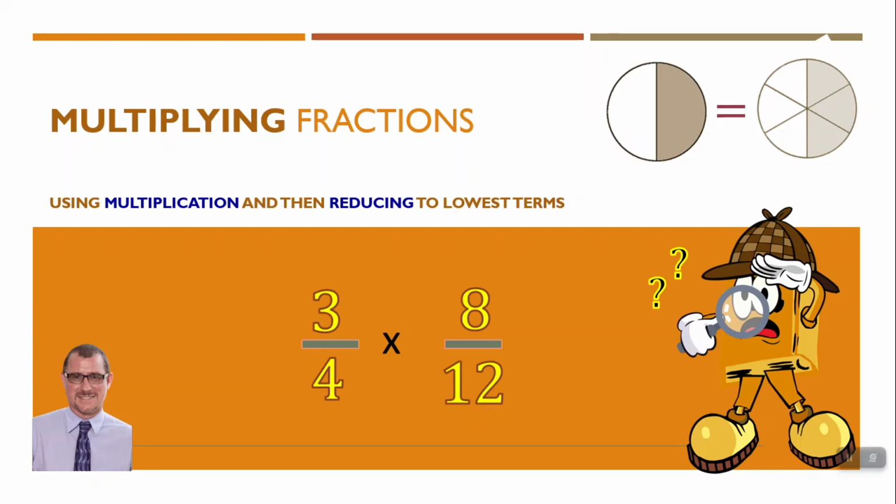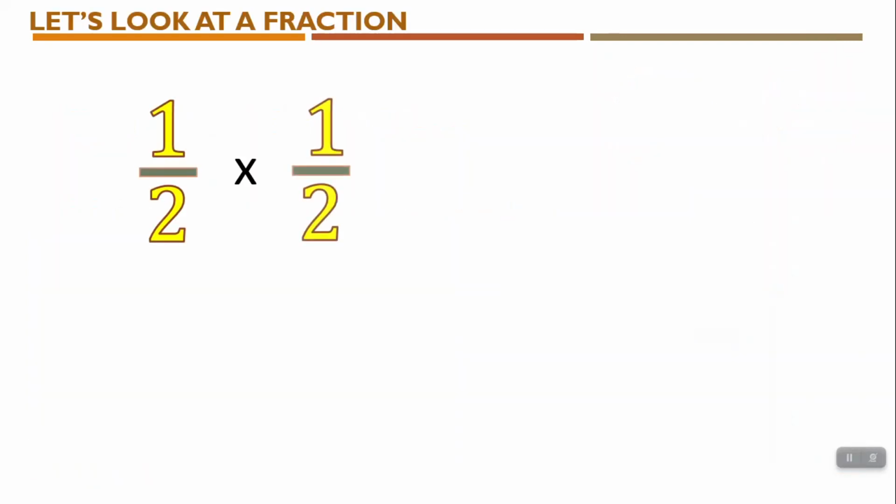In today's video, we will learn how to multiply two fractions together. We will use multiplication to find our answer and then determine whether we need to reduce to lowest terms. Let's look at 1/2 multiplied by 1/2. When we multiply 1/2 by 1/2, what do we do to find our answer?